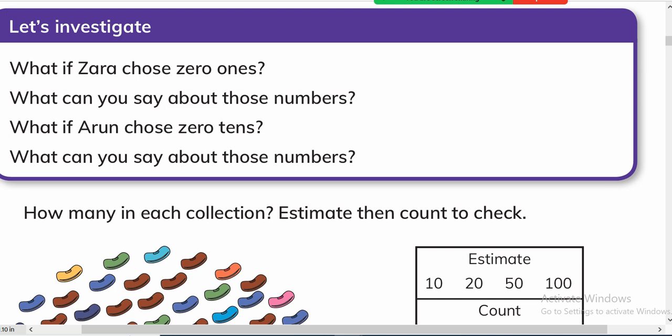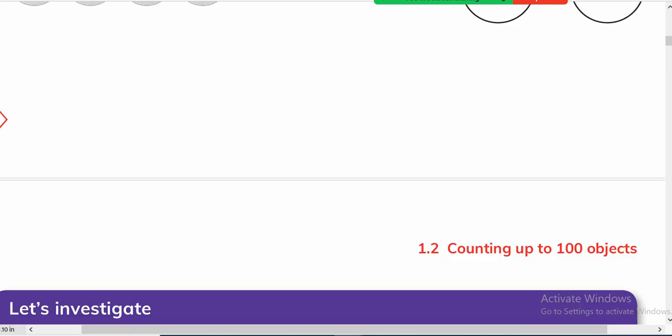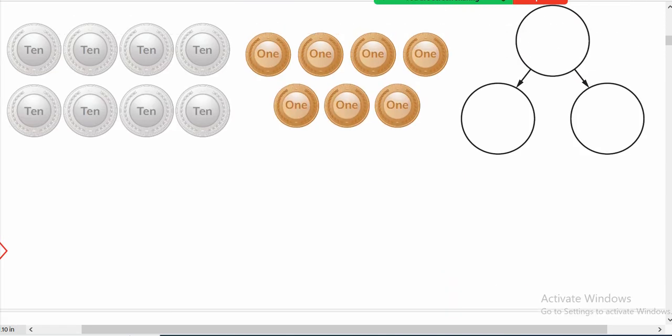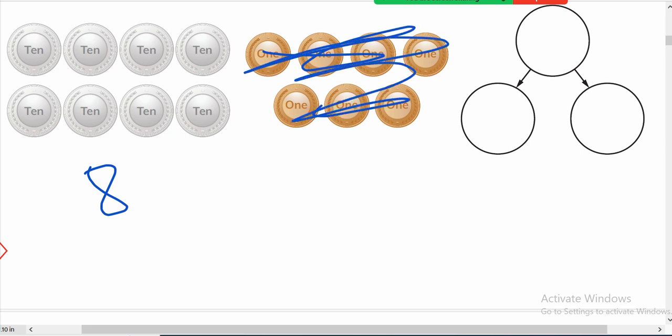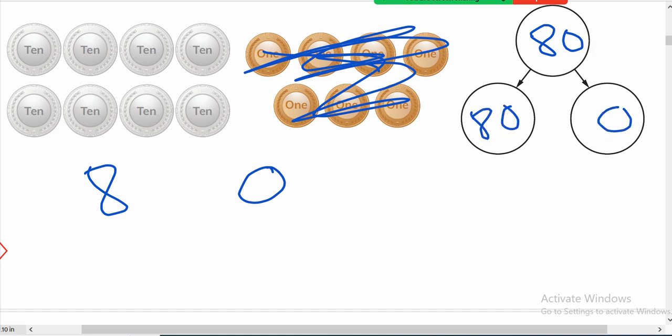Let's investigate. What if Zara chooses 0 ones? If Zara chooses 0 ones, then no problem. See, how many tens? 8 tens, and Zara chooses 0 ones, like she is not choosing any ones, it is 0 ones, then the number would be 80 and it will be 80 plus 0.